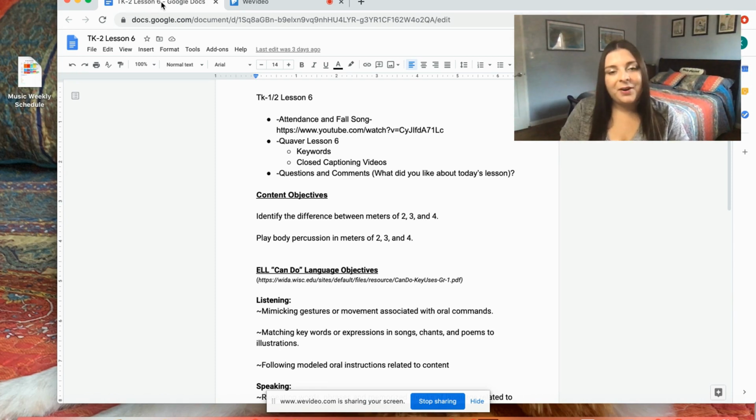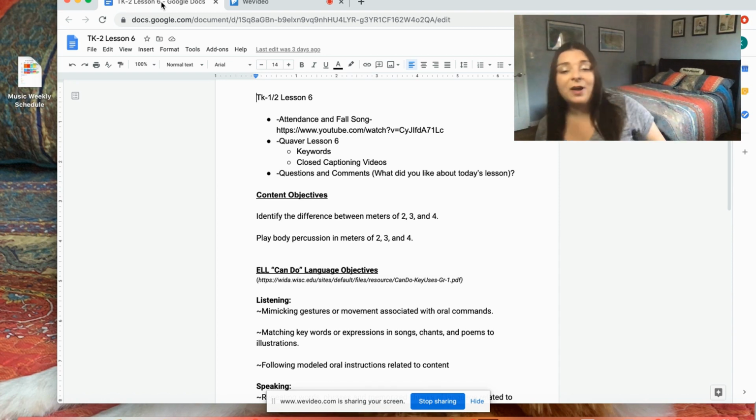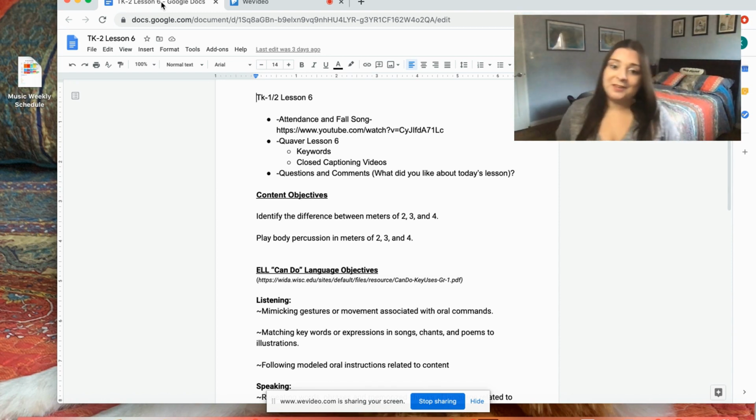If we remember, we've got the meter of 2, which is a marching meter. We've got the meter of 3, which is a swaying, waltzing meter. And we've got the meter of 4, which is a walking meter.